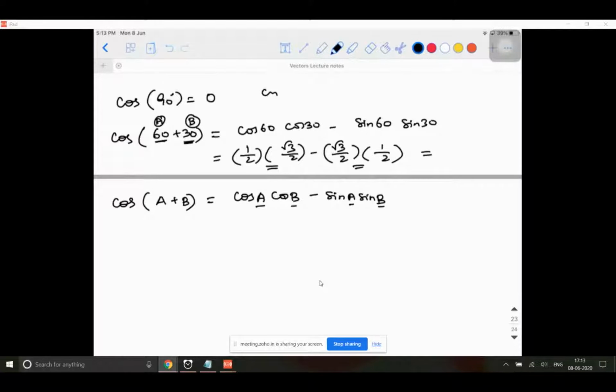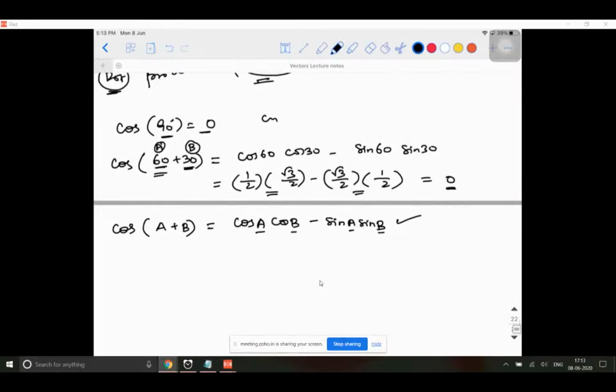Obviously 0. So cos 90 is 0, we already know this. But we derived the same 0 using some other logic. What is that? That is 60 plus 30. You're able to understand. So this is how this formula is useful. See, it is generally not used for known values. It is generally useful for unknown values like this.